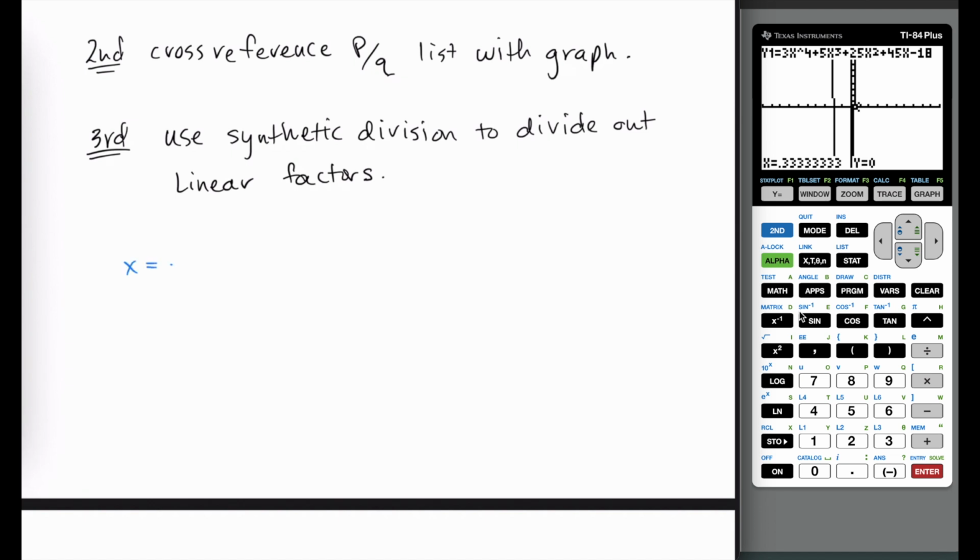So we'll start with x is equal to -2, which we've seen is a 0. And if x is equal to -2 is a 0, then x plus 2 must be a factor of the original polynomial.